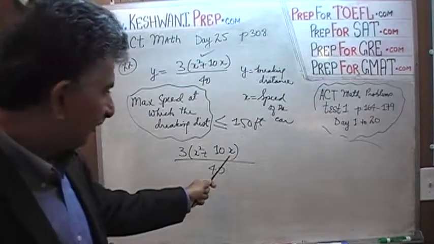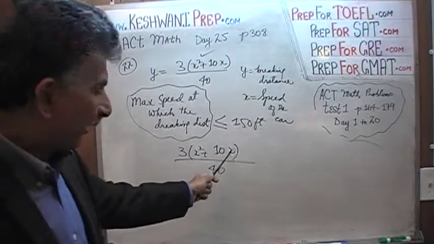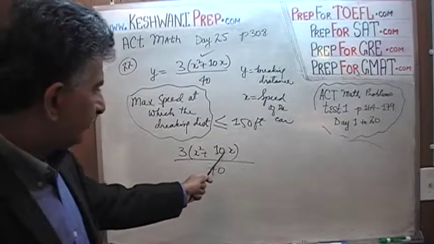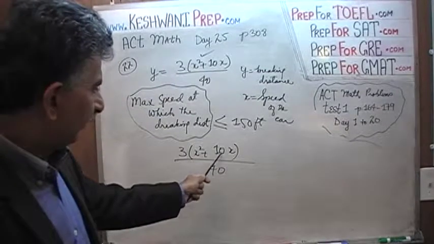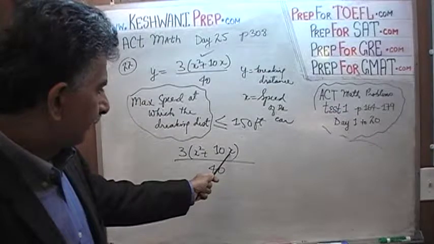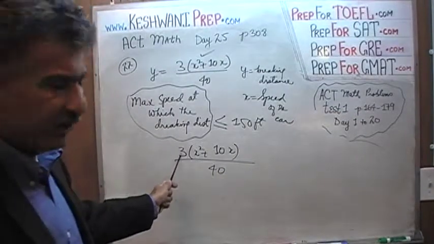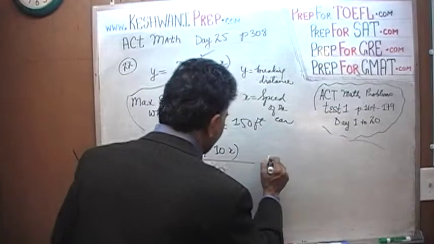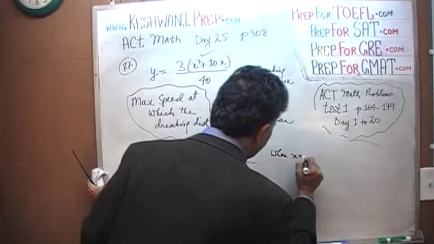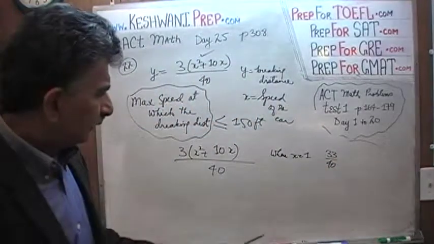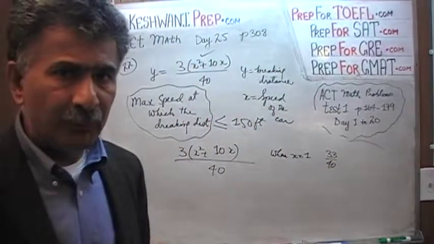Let me give you a very simple example. If you're going at 1 mile per hour, then it's going to be 1 squared, which is 1. 10 times 1 is 10, 10 plus 1 is 11, 11 times 3 is 33. When x is equal to 1, we get 33 over 40. What does it tell you? 33 over 40 is less than 1.